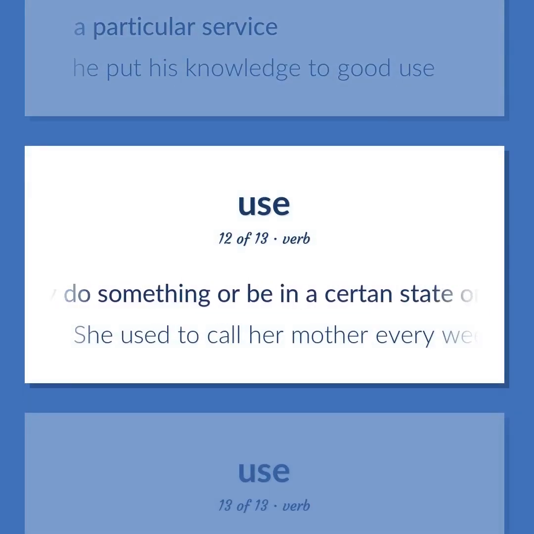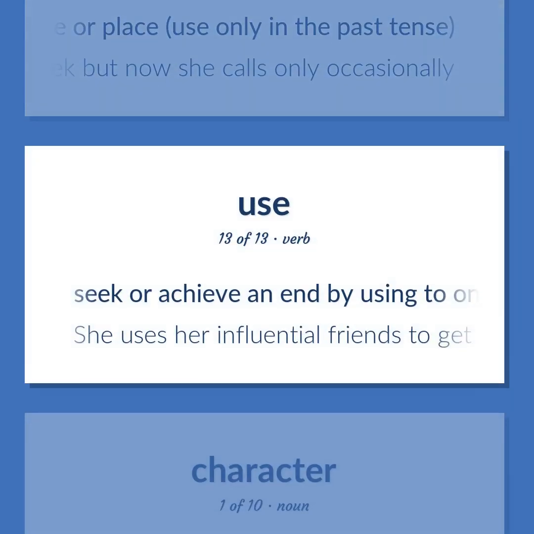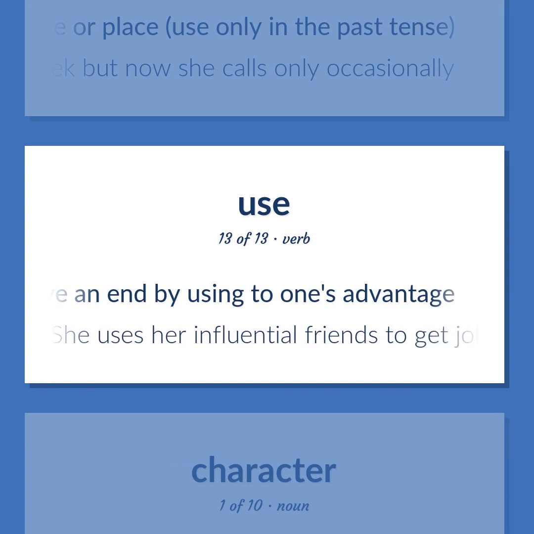Habitually do something or be in a certain state or place, use only in the past tense. She used to call her mother every week, but now she calls only occasionally. Seek or achieve an end by using to one's advantage. She uses her influential friends to get jobs.